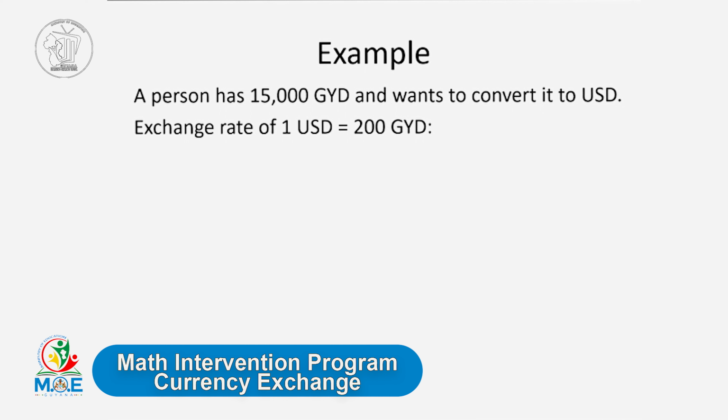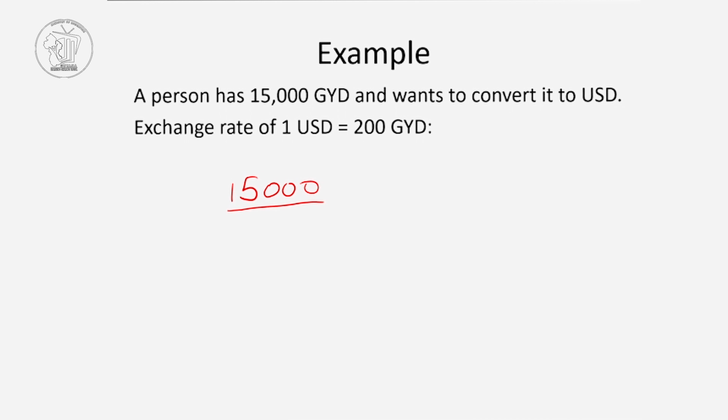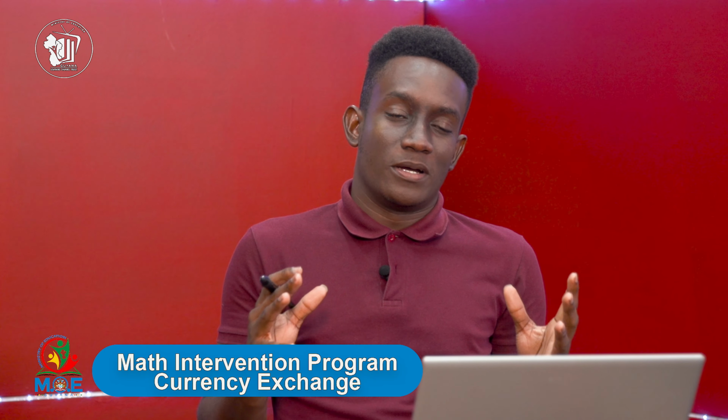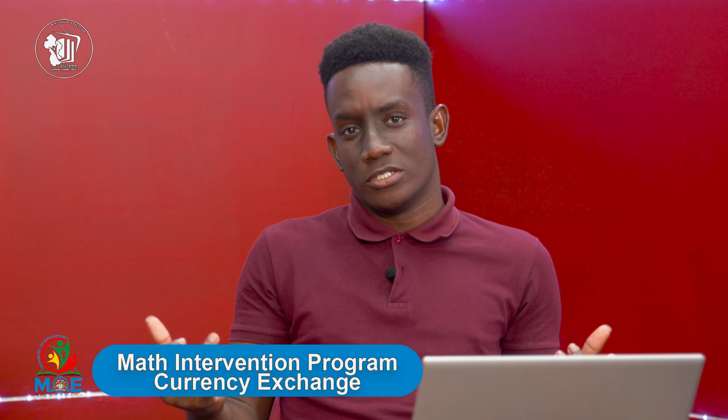So this will be 15,000 divided by the exchange rate, which is 200. This zero cancels with that zero, this zero cancels with that zero. 150 divided by 2 would give us $75. And that is how we convert from a smaller currency to a larger.